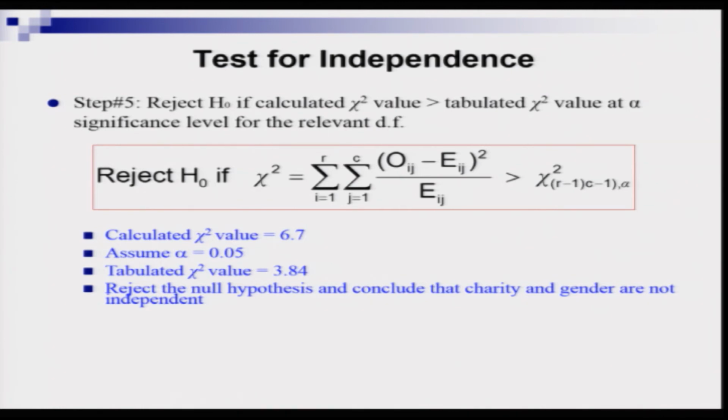So, as the calculated chi-square value is higher than the tabulated chi-square value, we reject the null hypothesis and conclude that charity and gender are not independent. So, there is some association between these two attributes. Interestingly, note that this particular test will not tell us what is the direction of the association. So, here we cannot draw certain inferences like whether the female gender has a positive impact on the charitable behavior or sensitivity towards environment or poor people or whatever. We just know that they are related.